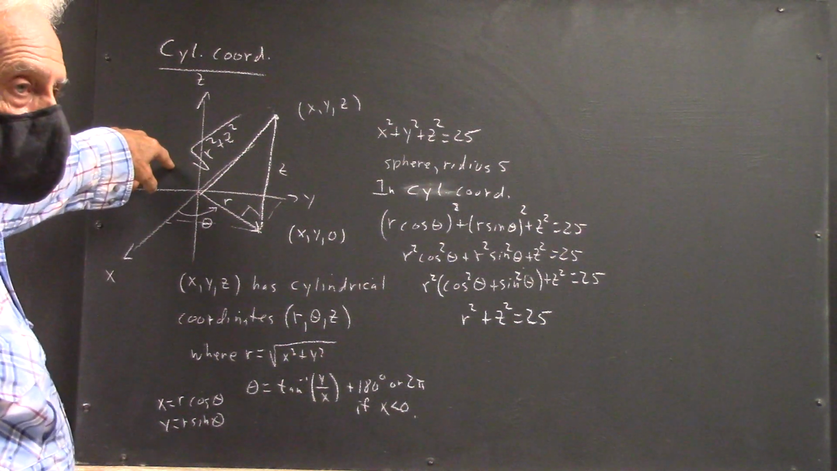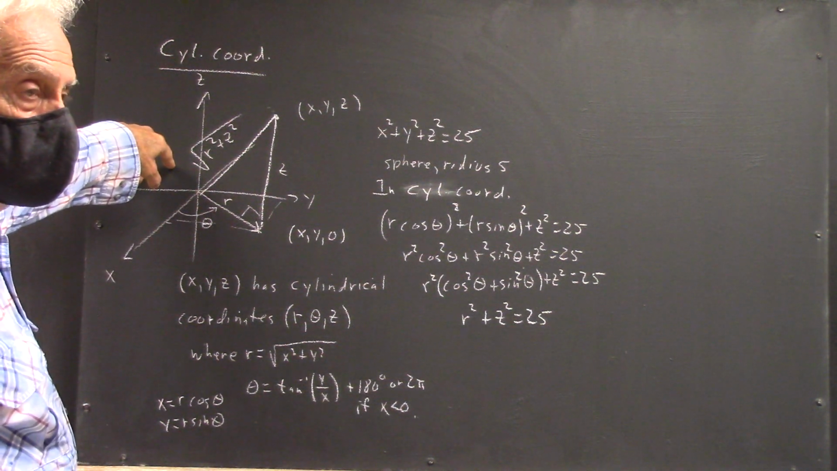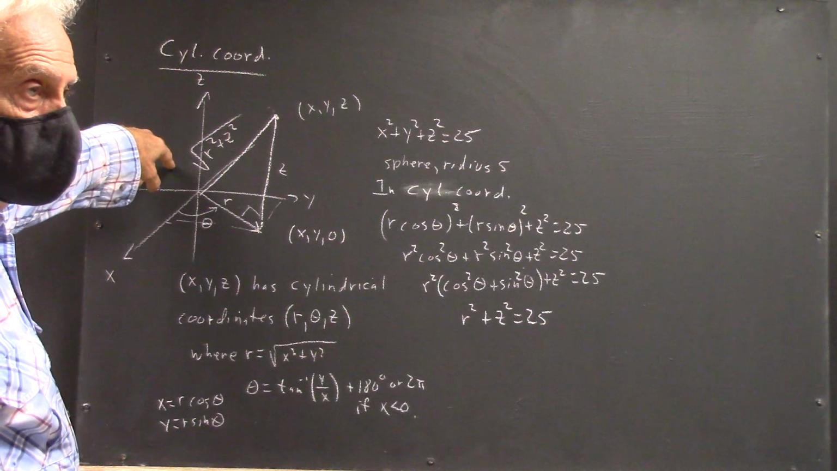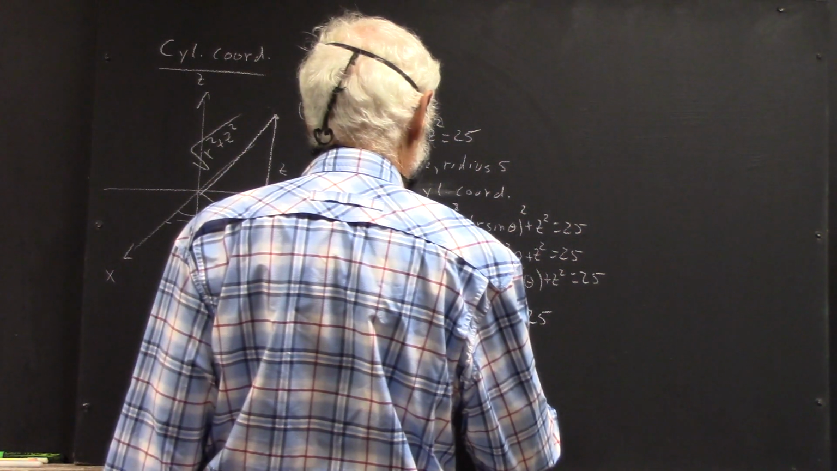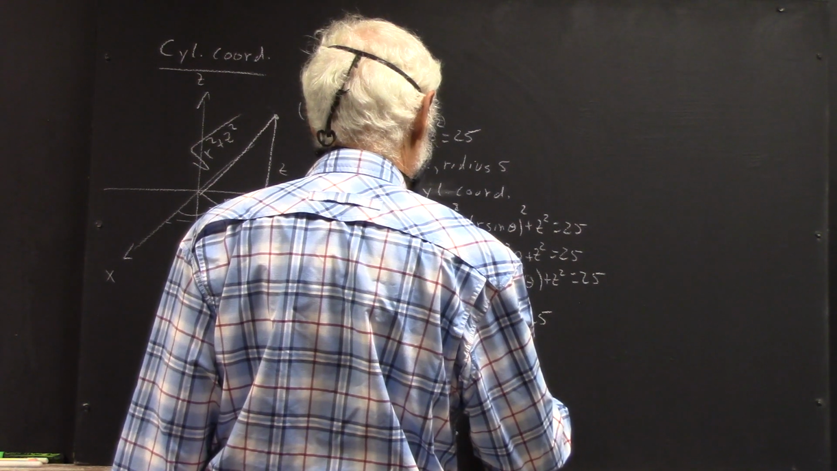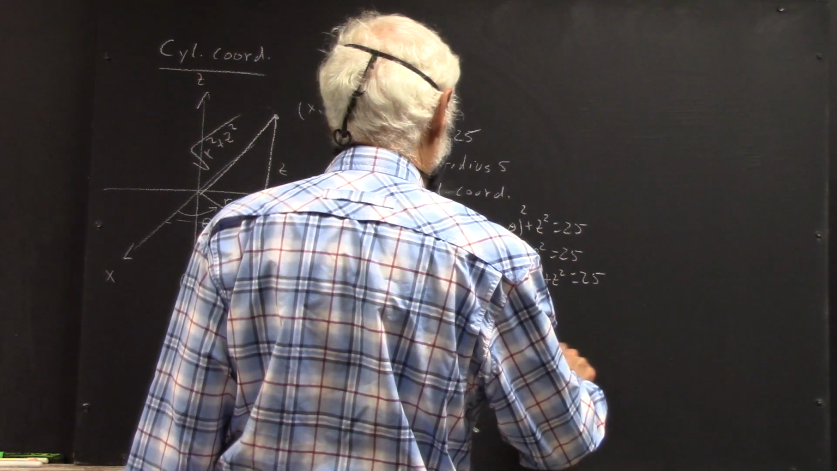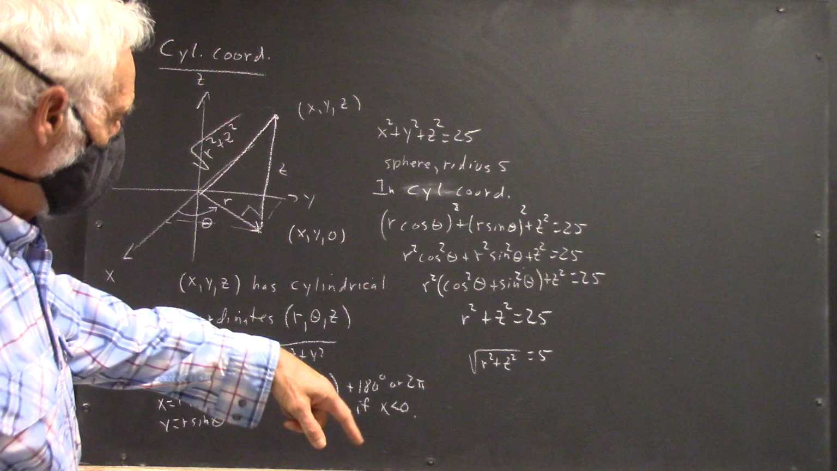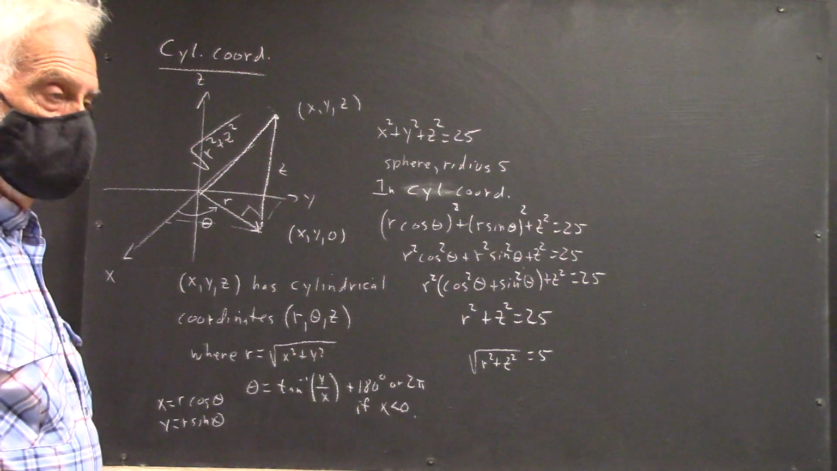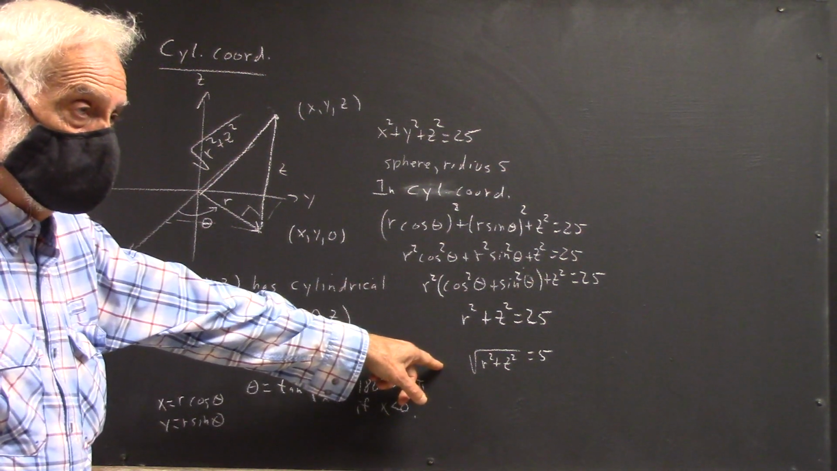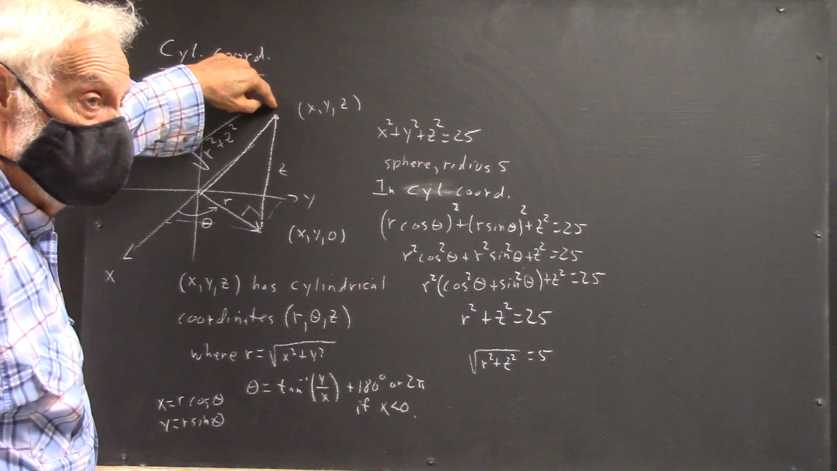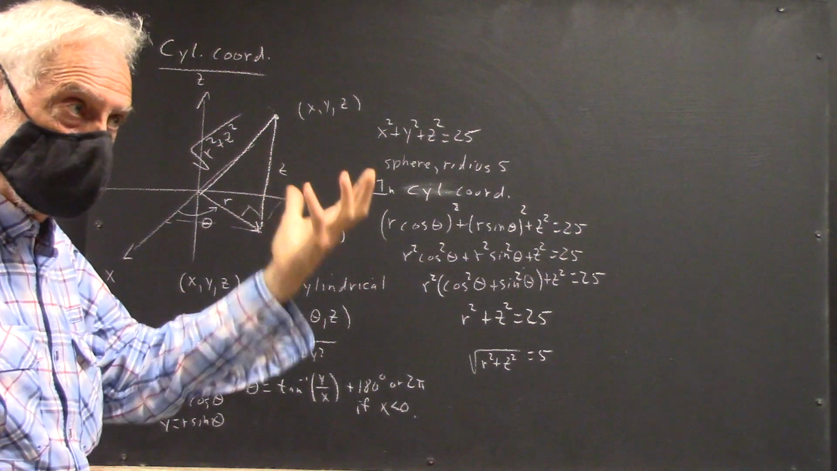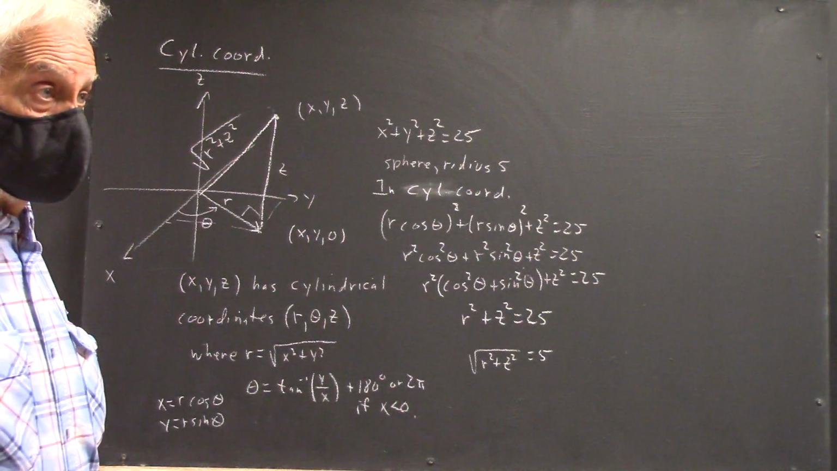That this is the square root of r squared plus z squared. Okay? Well, the square root of r squared plus z squared is 5 for this equation. And the set of all points at distance 5 from the origin is the sphere of radius 5 centered at the origin, right?